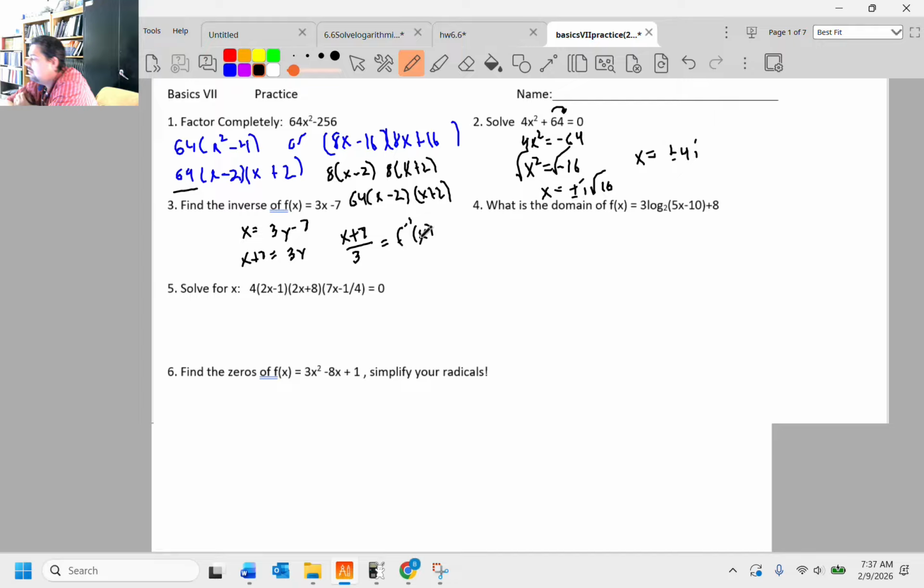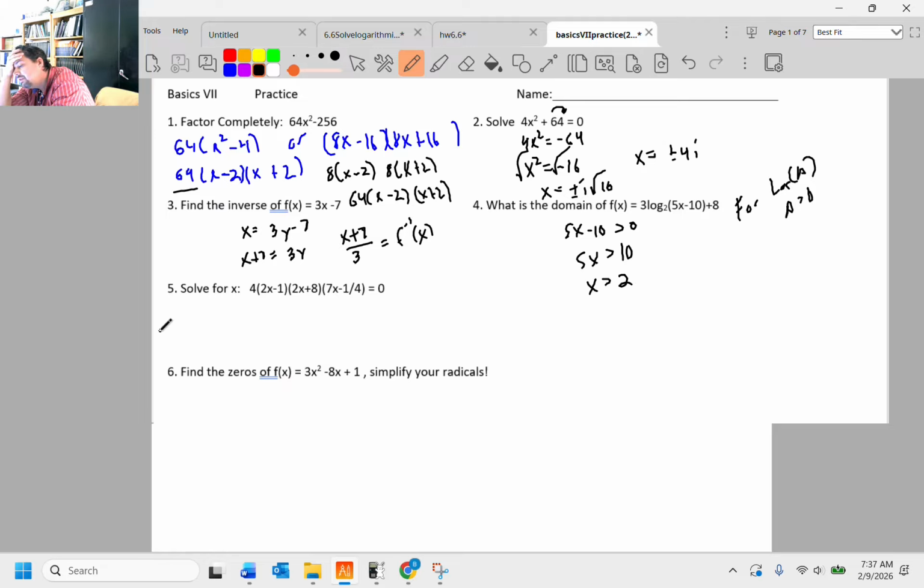What's the domain of this logarithm? Okay, we have a property that says for a logarithm with an argument, the argument is bigger than 0. And the argument here is 5x minus 10, and it's bigger than 0. So 5x is bigger than 10 by adding 10 to both sides, dividing by 5, we get that x is bigger than 2.